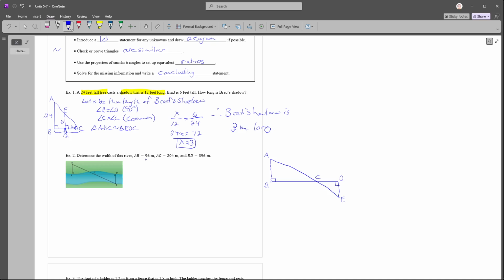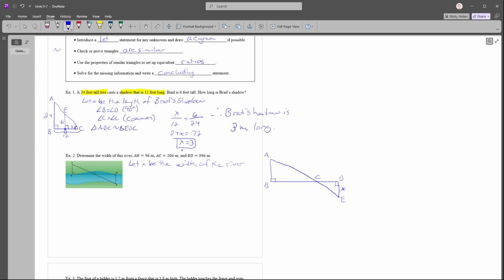It doesn't give us any other values in the picture, but it does give us lots of data in the question itself. Determine the width of the river. So our goal is to find the length of side DE. So we're going to let that be X. So let X be the width of the river. So let's label it on our diagram. It's going to be right there. But that's obviously not enough to actually solve this problem yet.